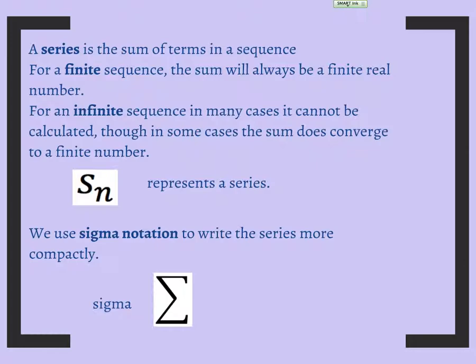And then the last bit of new stuff is sigma notation. We use sigma notation to write that series more compactly. We will do a couple of examples where we just use our normal notation with S sub n, and then we're going to do a couple of examples using sigma notation.